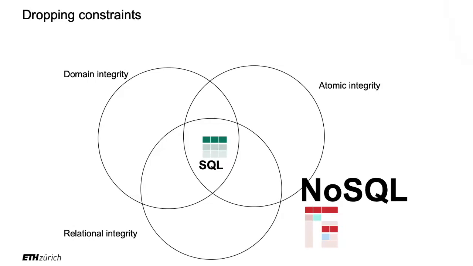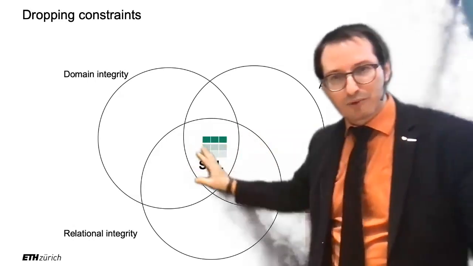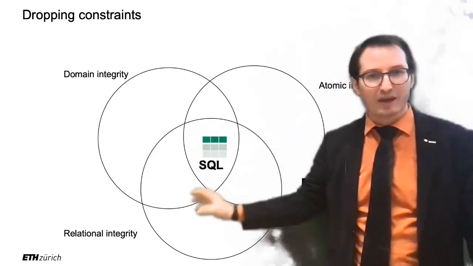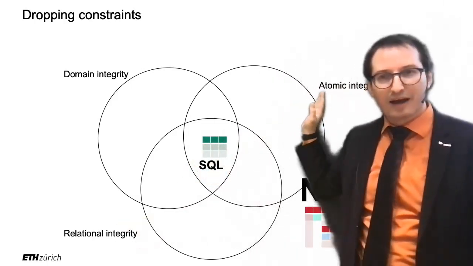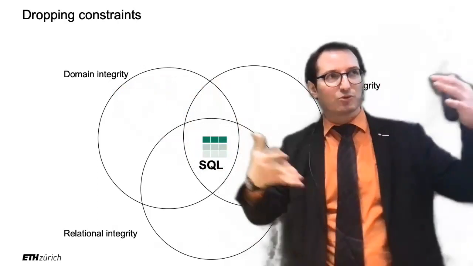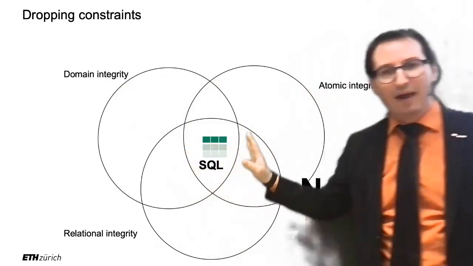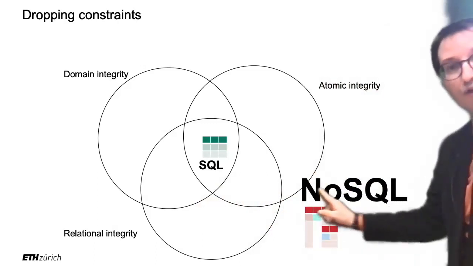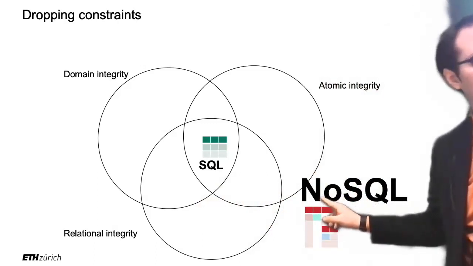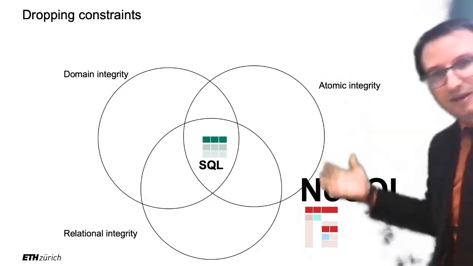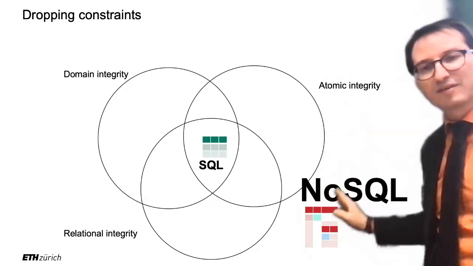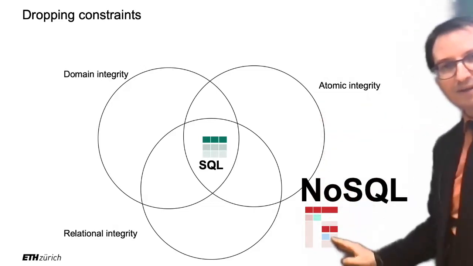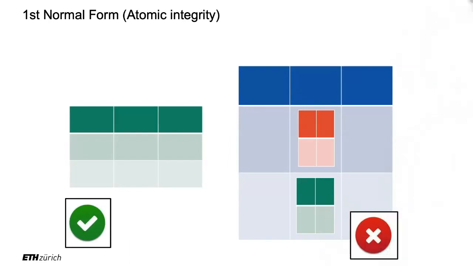So that's the key. Remember this big picture: in the beautiful world of relational database management systems, we have relational integrity, atomic integrity, and domain integrity. That's what gives us an actual relational table. And here we throw everything away, and we are in the NoSQL world. Not only SQL. It's not that we're throwing SQL away, it's just that we're extending, or looking at new things that we can do beyond SQL, right? So this is where we are.